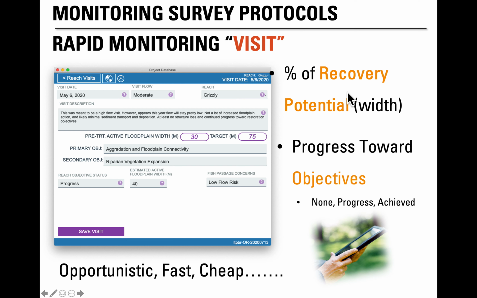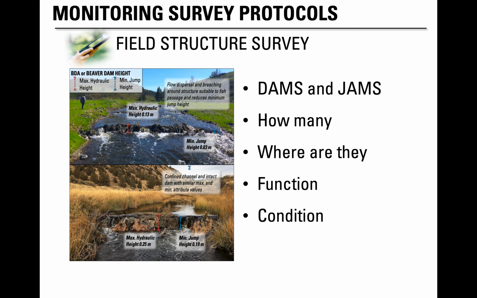But we have developed a small monitoring visit protocol that just allows you to collect a couple small pieces of information, such as what percentage of my recovery potential, the width of my valley bottom, have I achieved according to what I specified during my planning. Am I making progress towards the specifications of my objectives? So really, it's almost limited to just those simple pieces of information, along with some notes about what I've seen, but it just allows you to leverage opportunistic visits for some fast, cheap monitoring that can also be somewhat effective over time. Okay, kind of in contrast to that is the more involved field surveys.